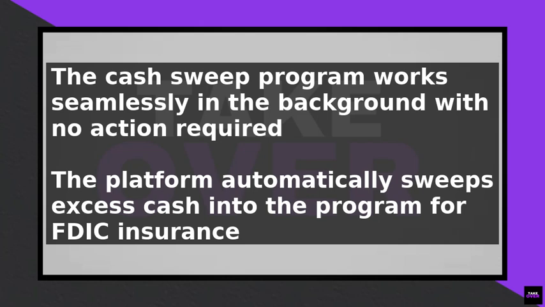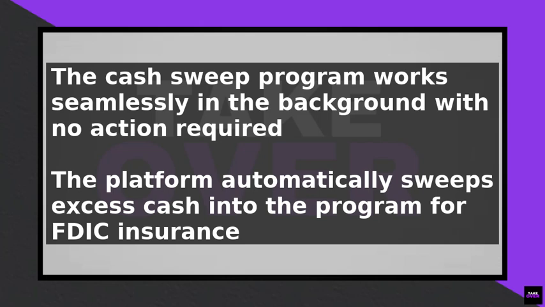When you have uninvested cash in your Robinhood account, the platform will automatically transfer the excess cash to a network of banks that participate in the program. These banks are all FDIC insured, which means your deposits are insured up to $250,000. The cash sweep program is designed to work seamlessly in the background, so you don't need to take any action to enroll or manage the process.